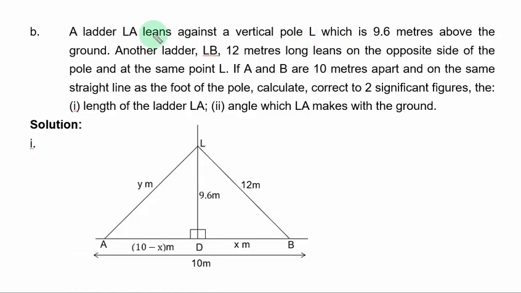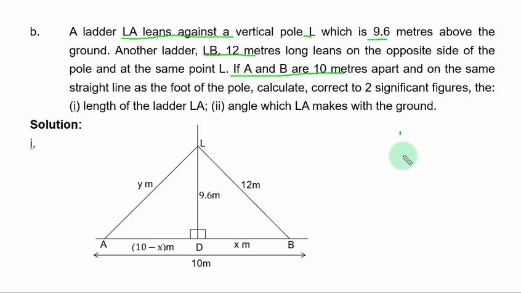Question 10b. A ladder LA leans against a vertical pole, with L 9.6 meters above the ground, and a ladder LB, 12 meters long, leans on the opposite side of the pole at the same point L. If A and B are 10 meters apart and on the same straight line as the foot of the pole, calculate, correct to 2 significant figures, Roman figure 1, the length of the ladder LA, Roman figure 2, the angle which LA makes with the ground.